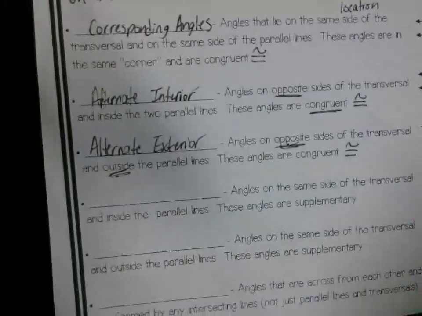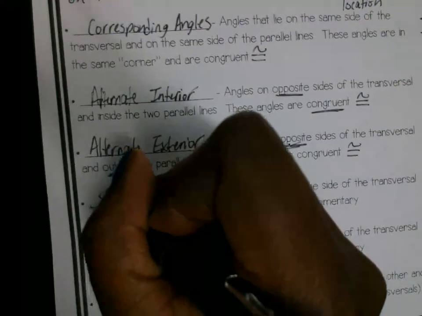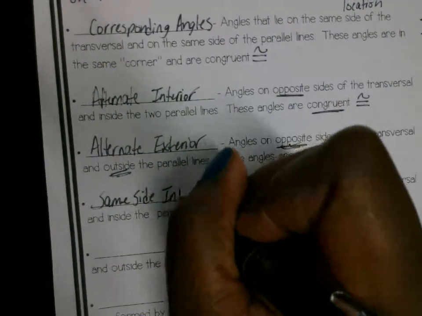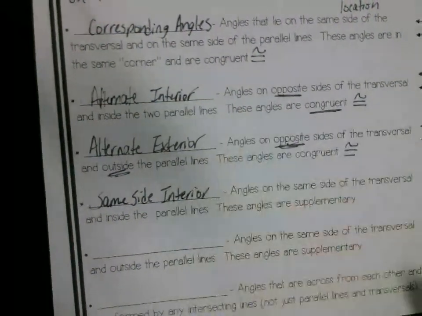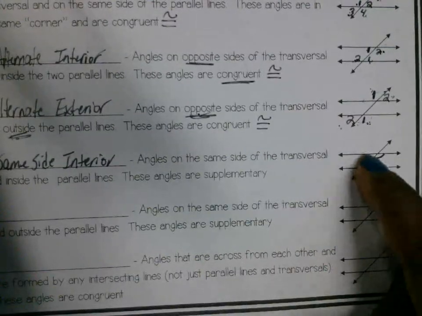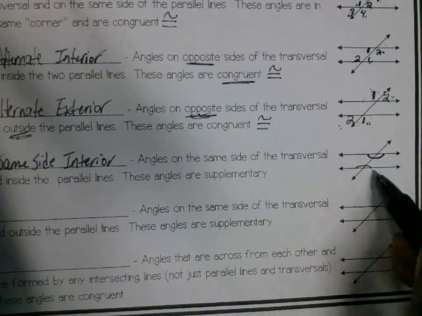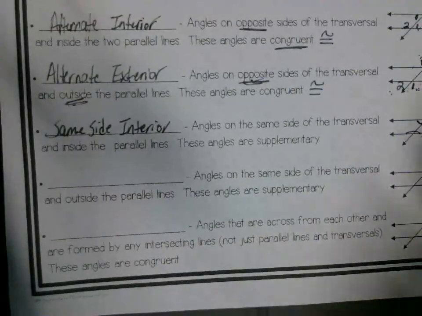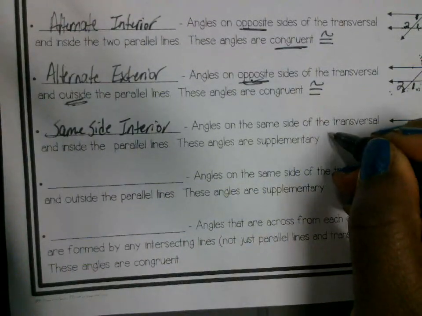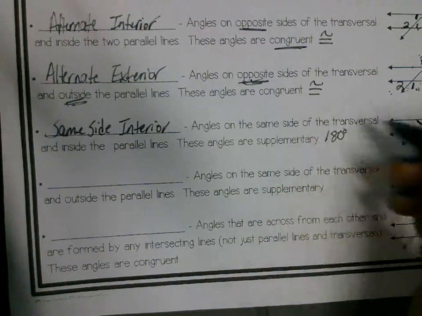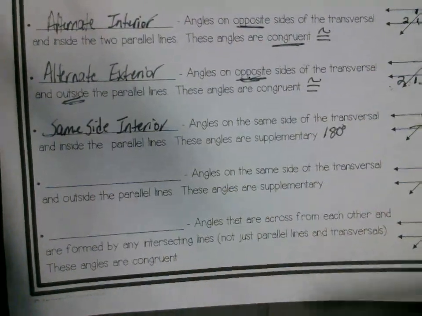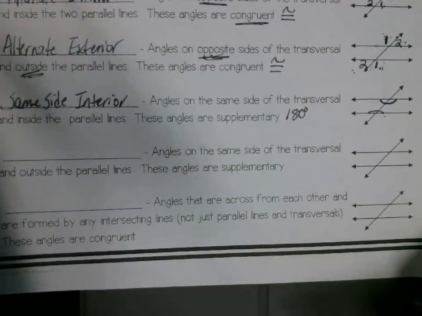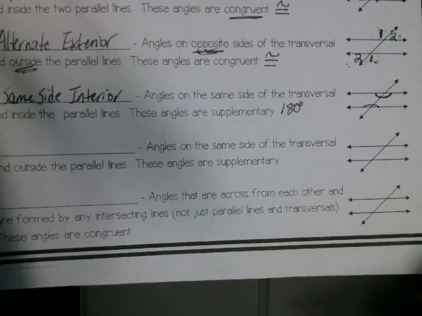So we'll say same side interior. These are on the same side with each other. These are on the same side. They're same side interior angles. They're supplementary, which means they add up to 180 degrees. That kind of goes without saying. The other one kind of goes without saying too.